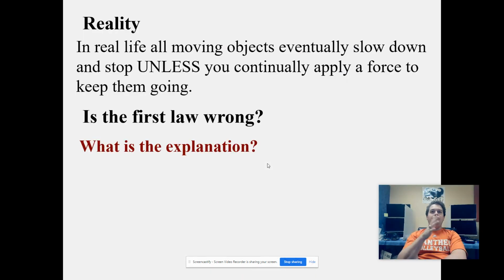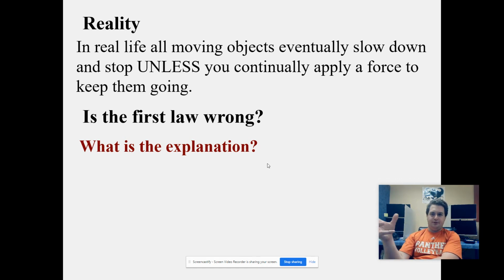In real life, all moving objects eventually slow down and stop unless you continually apply a force. So think about this. If you kick a ball, it's going to stop eventually. Why does it do that? Is the first law wrong? Isn't it still have that same force acting on it?